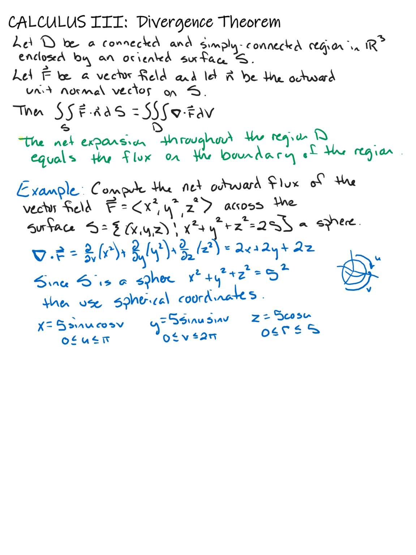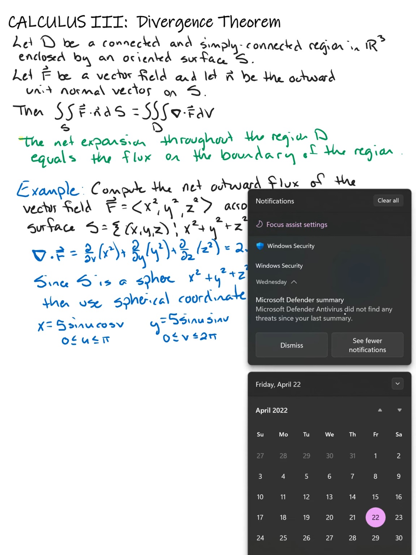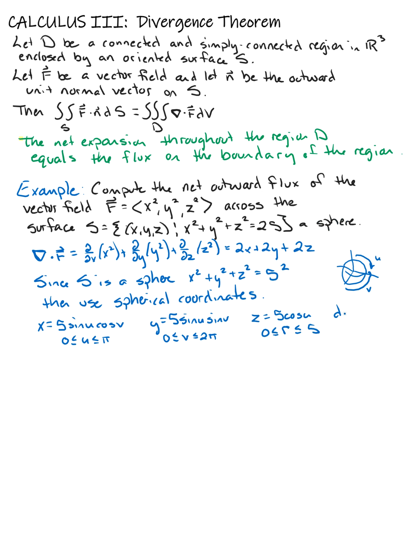And then we also have, remember in spherical coordinates, what is dV? dV is r squared sine u du dr dv. Some people write it in a different order, but we'll go with this version.